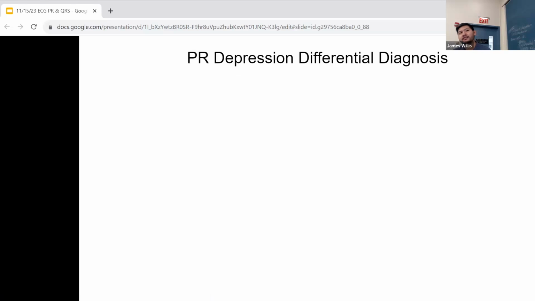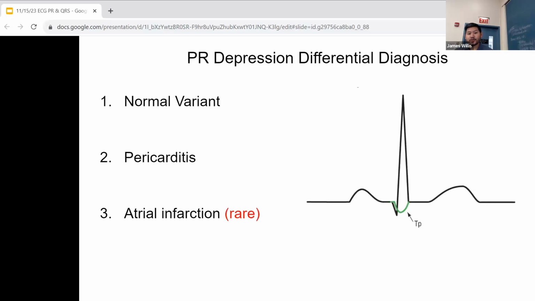I haven't given you any clinical scenarios, so it could be anything. It's like in real life when you're just handed an EKG. What could it be? Normal variant. Yeah, it could be normal, pericarditis, or it could be an atrial infarction, which is very rare.